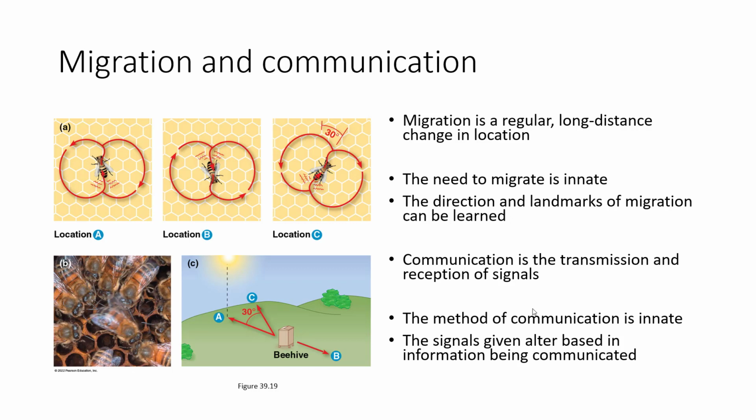We can also look at communication as a method of behavior. This is a transmission and reception of signals. Being able to receive or transmit communication is innate, such as bees using their waggling responses or moths using pheromones. But the signals being given, such as how fast a bee waggles and how much they dance, are altered based on the information being communicated. So you can see that these behaviors are in part innate, but they do have some learned components as well.